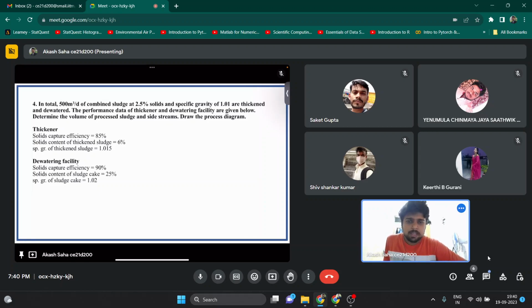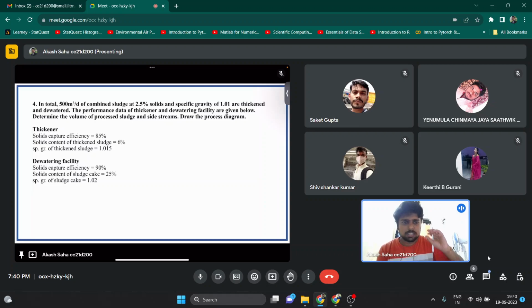In total, 500 meter cube per day of combined sludge at 2.5 percentage solids and specific gravity of 1.01 are thickened and dewatered. The performance data of the thickener and the dewatering facilities are given below. Determine the volume of processed sludge and the side streams, and then draw the process diagram. I will show how to draw the process diagram. We have to just calculate and draw the diagram.